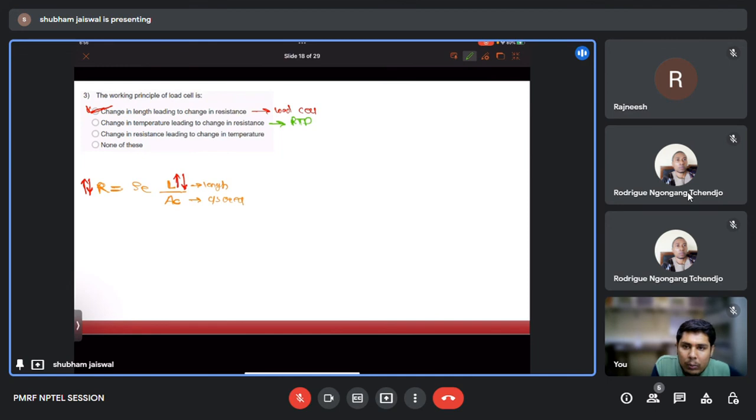Similarly, can you tell me an example of change in resistance leading to change in temperature? The change in resistance leading to change in temperature, this principle we use in our furnace coils to increase or decrease the temperature. So now moving to our next question.